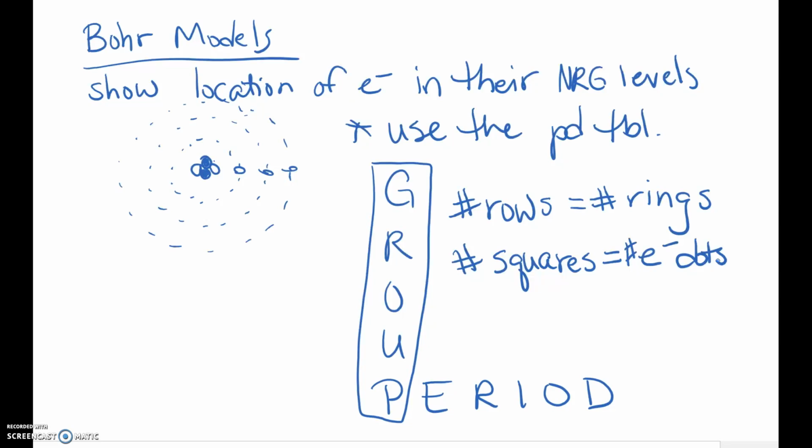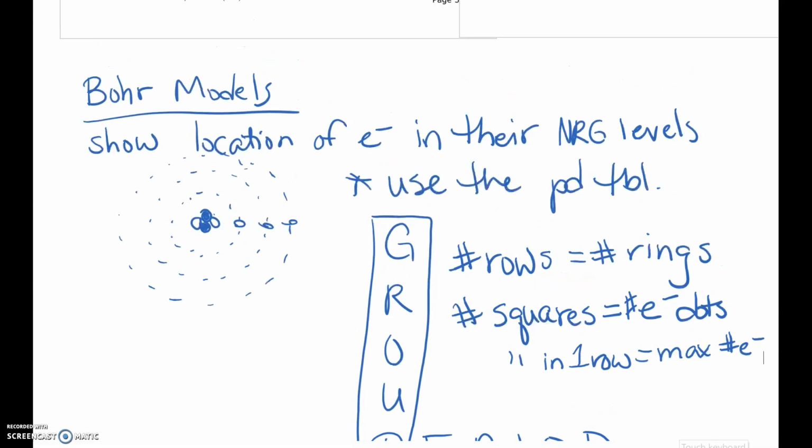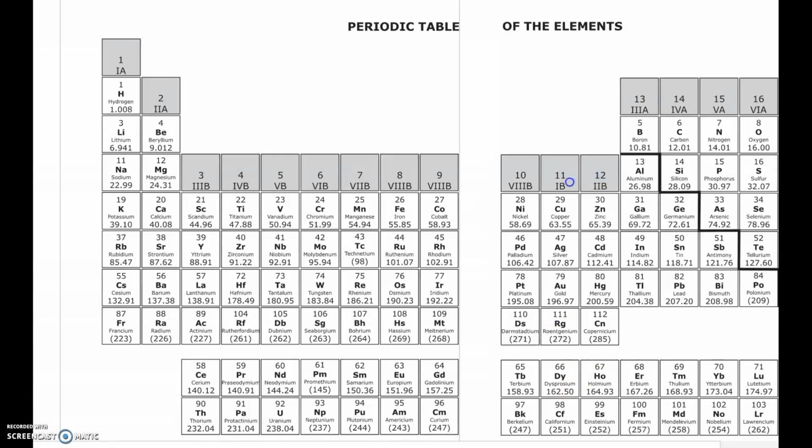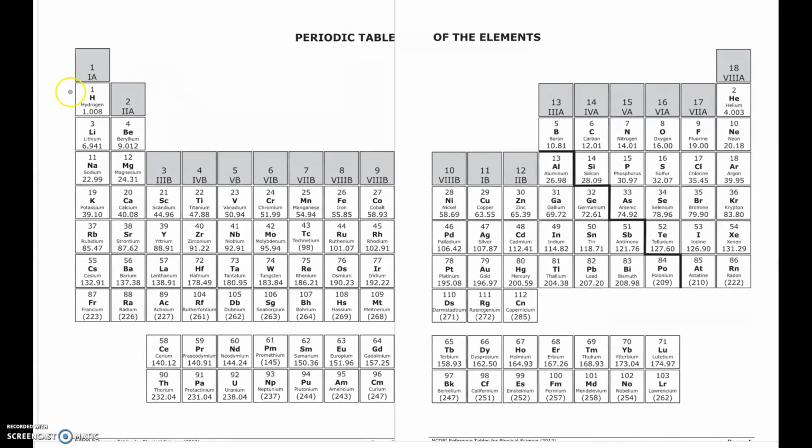Okay? Another thing about the squares is the number of squares in one row is going to be the maximum number of electrons that can fit in that particular ring. So if we look at a periodic table, what that shows us is that for the given rows, 1, 2, 3, 4, 5, 6, 7, that's how many energy levels there would be for each of those rows.